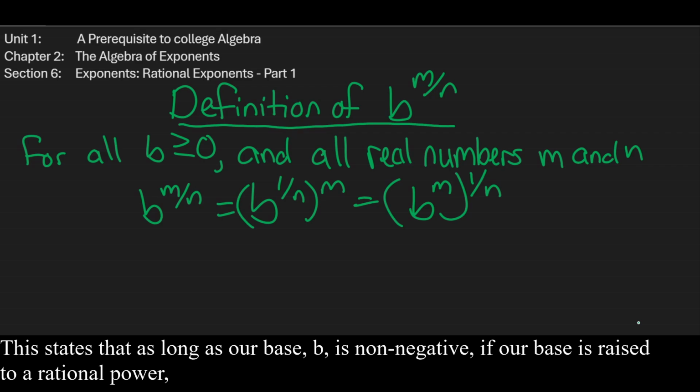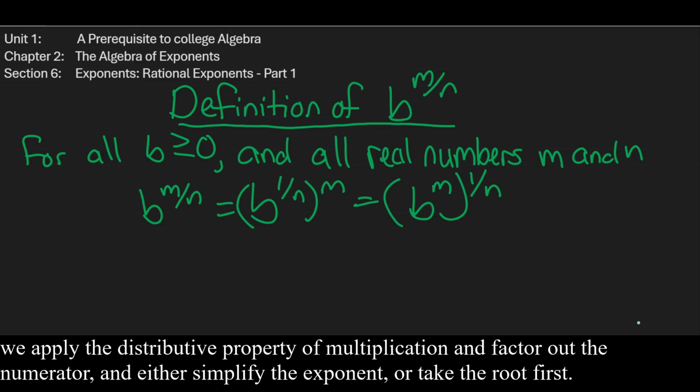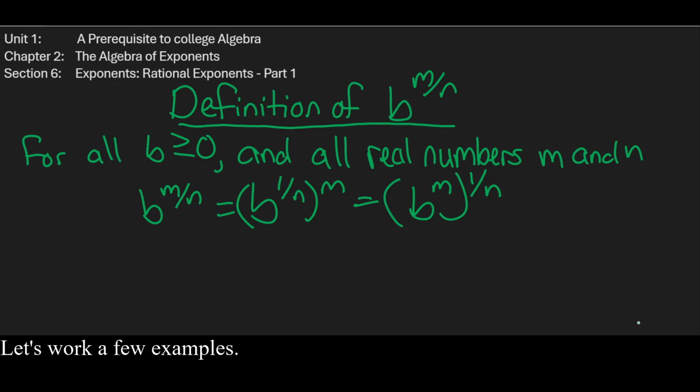This states that as long as our base b is non-negative, if our base is raised to a rational power, we apply the distributive property of multiplication and factor out the numerator, and either simplify the exponent or take the root first. Let's work a few examples.